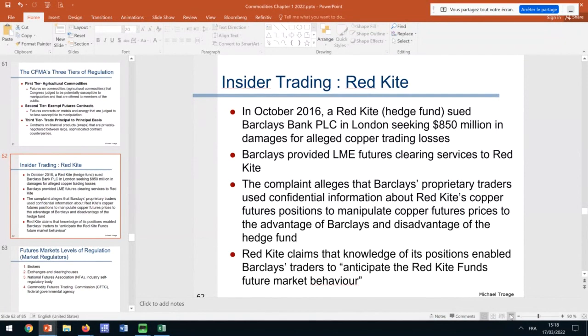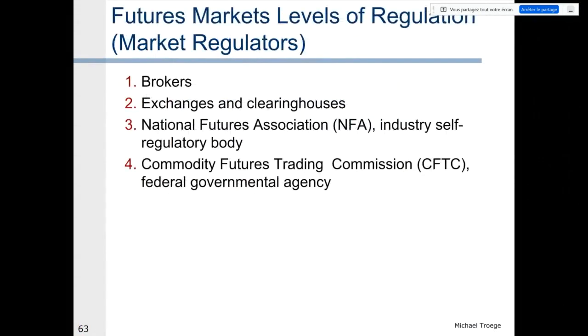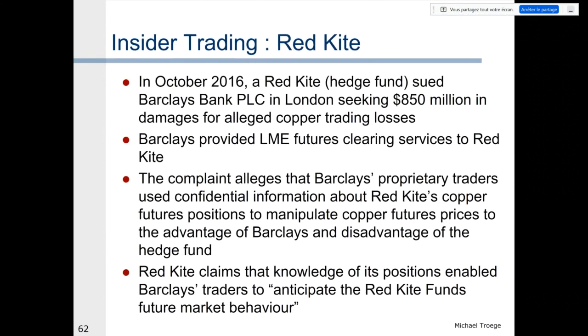repeated scandals. I mean, this is just one example: the Red Kite insider trading scandal. Again, the London Metal Exchange, the LME, is involved. What's the problem here? Red Kite is a hedge fund which was trading on copper futures. And if you want to trade on copper futures, remember, on the LME you have to go through a member or a broker. You cannot trade yourself.